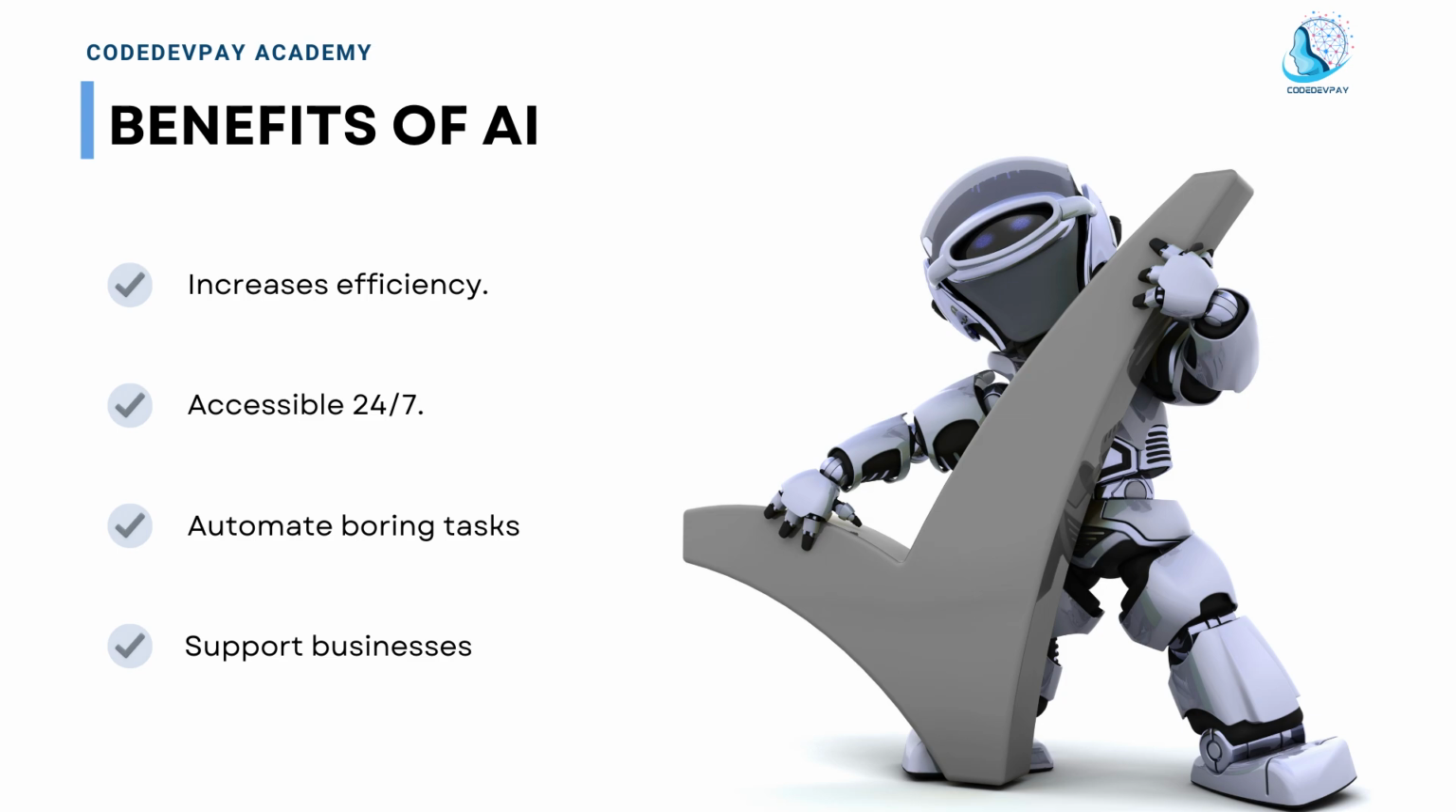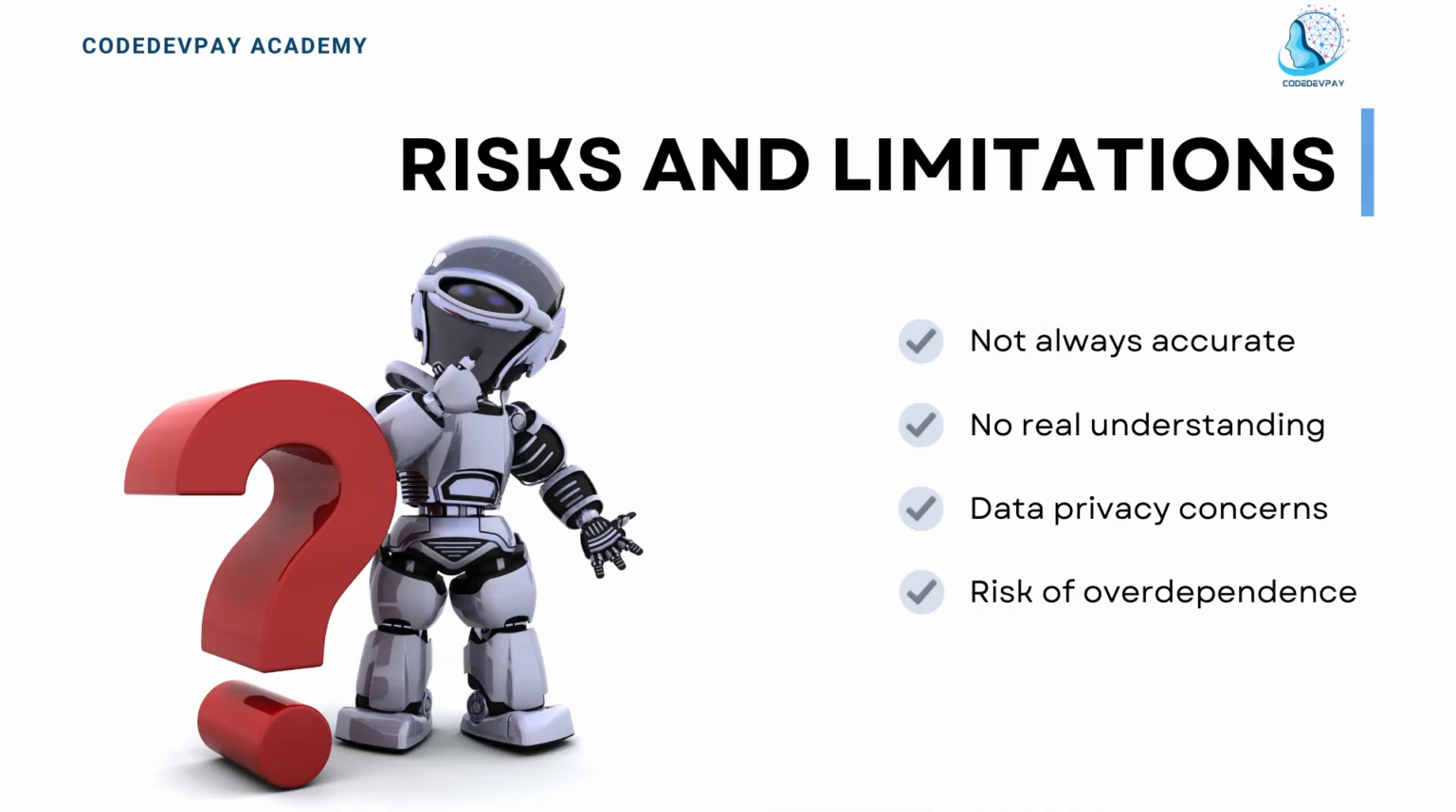Now let's look at some benefits of AI. AI helps to save time, automate boring tasks, improve accuracy, help in education, support businesses, and assist people with disabilities. And some risks and limitations associated with AI is that it can make mistakes, it can be biased, and the output we get depends on the data that the AI has been trained on.